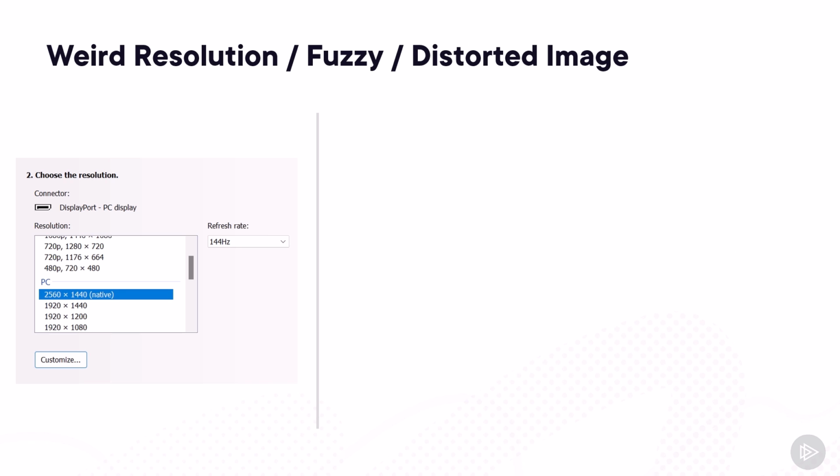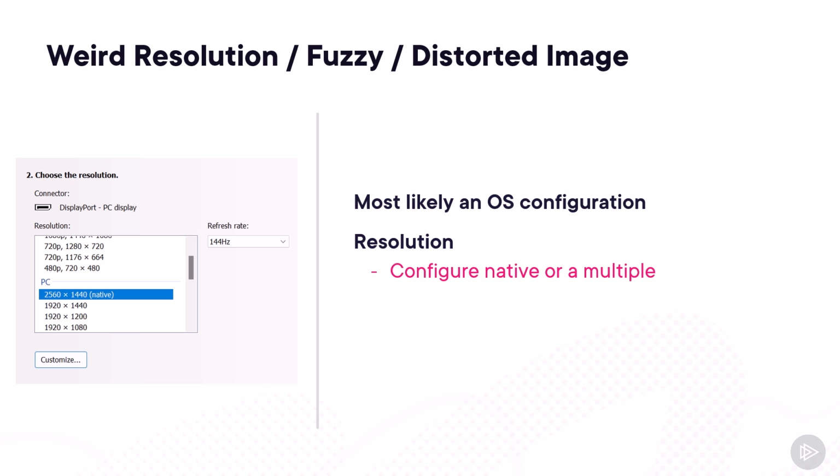Sometimes you can boot the PC and everything just looks weird. The resolution might be wrong, or you might have a fuzzy or distorted image. This is usually an operating system configuration. Start by making sure you have the good resolution, preferably the native one or a multiple of the native one. For example, if the monitor is 1920 by 1080, a 1280 by 720 would still look good because they are both in the 16:9 ratio.